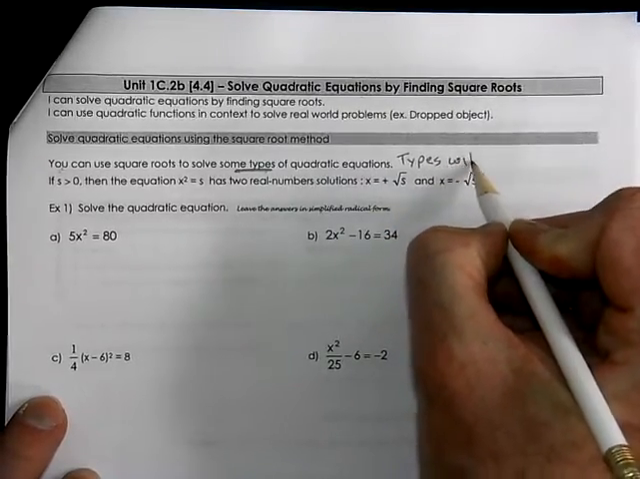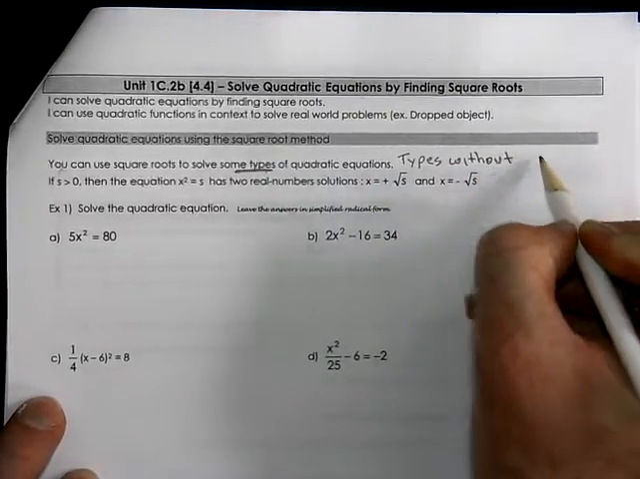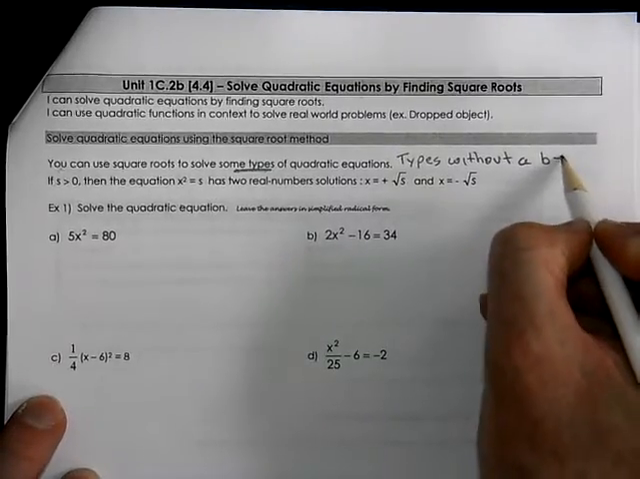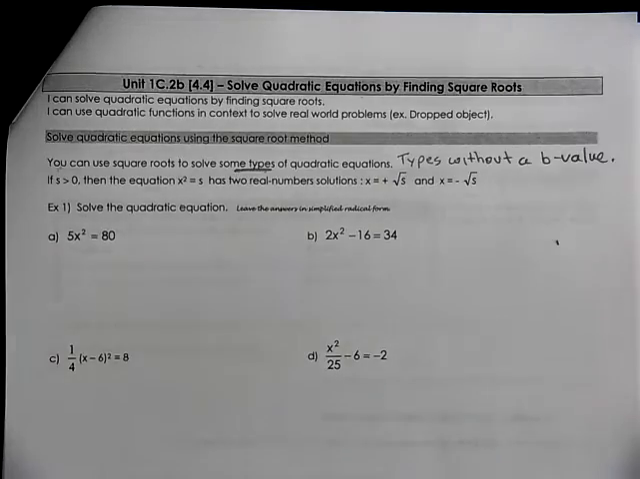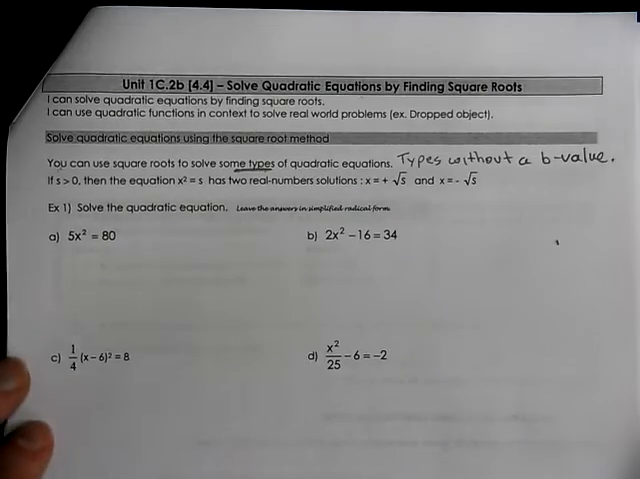Types without a b value. Those are the types that you can solve. Quadratics without a b value. You can use square roots with them.